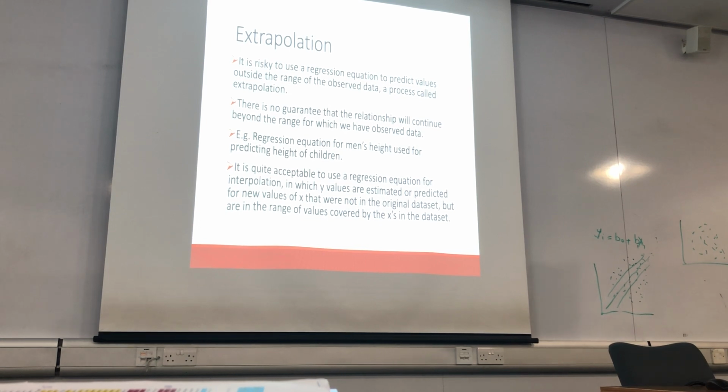Okay. An equation for men's height used for predicting the height of children is basically the same thing, as you see here in the example. And it is quite acceptable to use a regression equation for interpolation, in which y values are estimated, predicted from new values of x that were not in the original data. Now, this works, but the samples must have the same characteristics. For example, when I take a sample of females, I can use the equation for another sample of females of the same age and height. So this is acceptable.